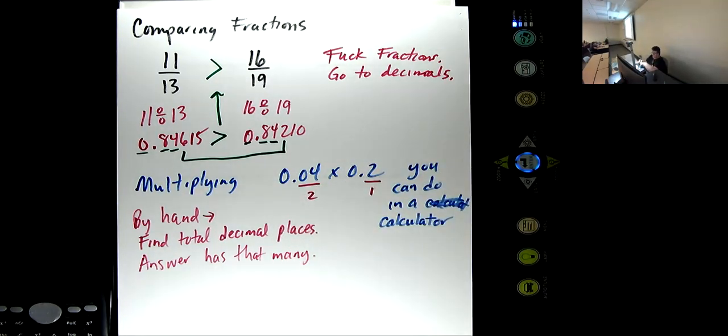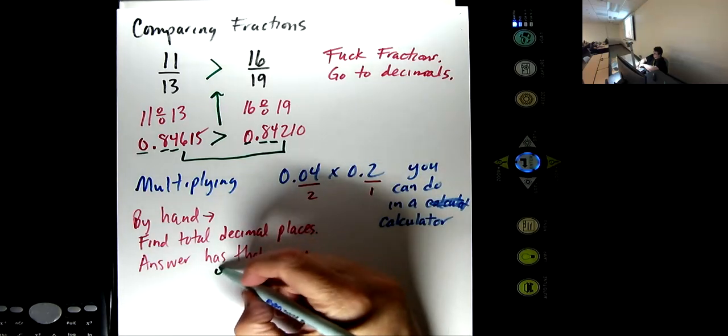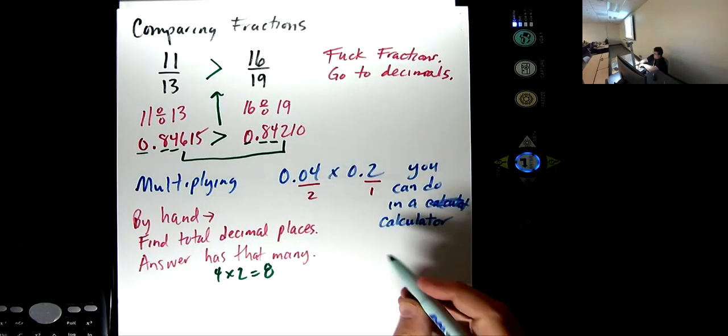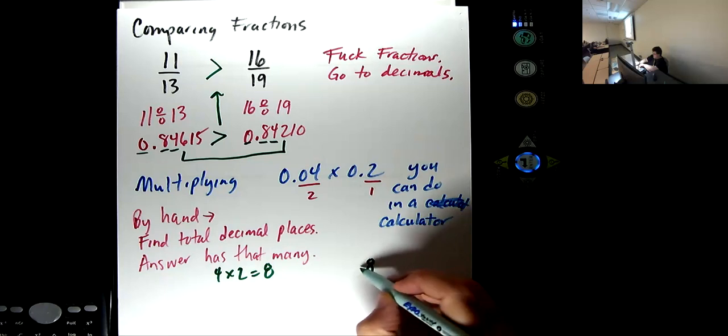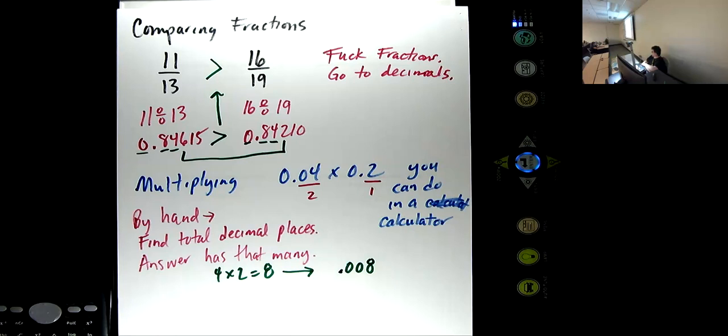4 times 2 is 8. And I need 3 decimal places, so I'm gonna put it behind a couple zeros. This gives me 3 decimal places. So it always goes at the end. If you have to add zeros anywhere to get more decimal places, you add them in the front. That's for doing this multiplying by hand. If you go to a calculator, you'll see that you get 0.008 just fine.